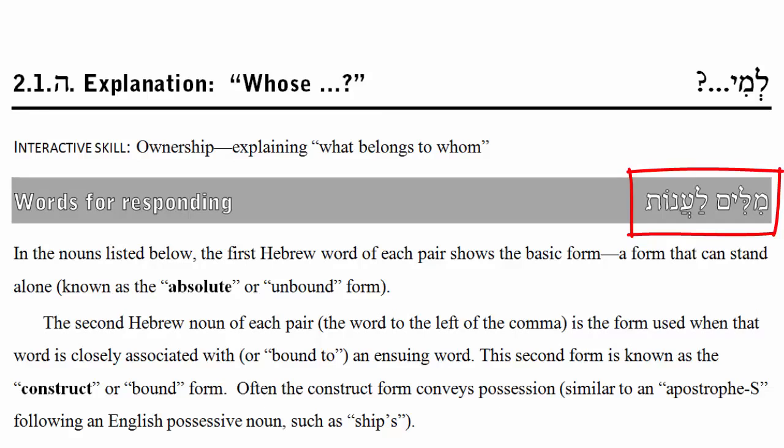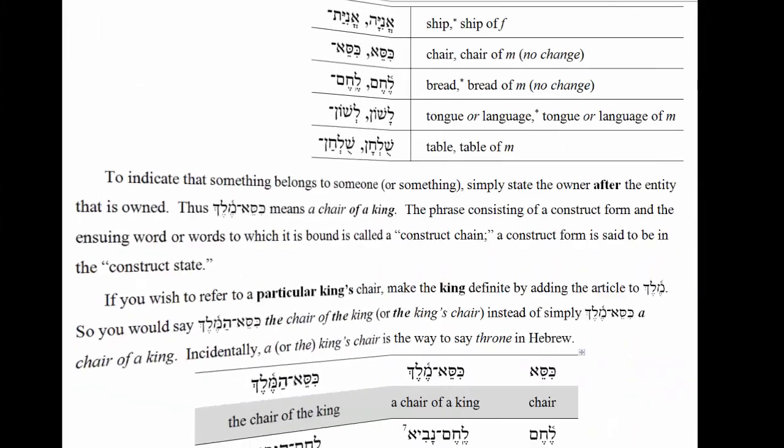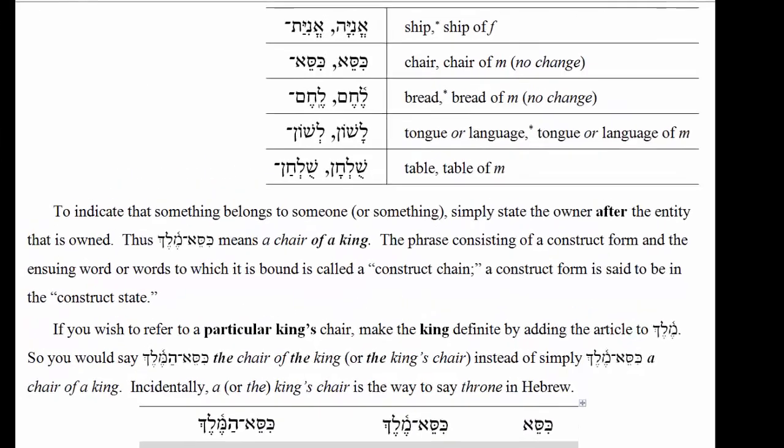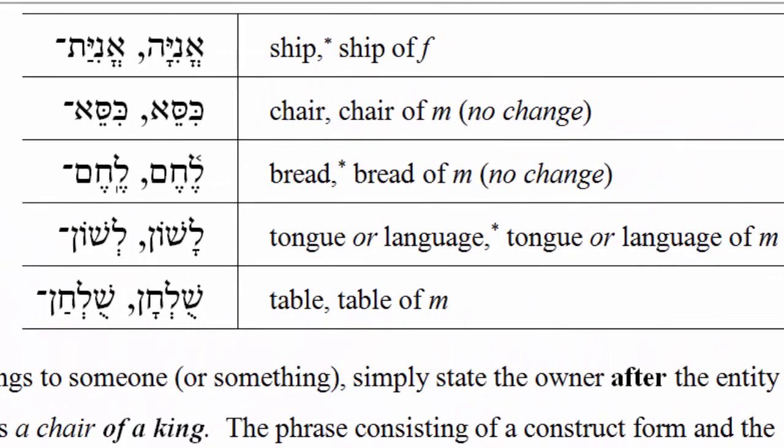Milim la'anot. Let's take a look at these words. Consider the first word, oniyah. The form that you find on the right hand is a singular noun in its plain form, or known as absolute. This is the way you've memorized these words to this point.